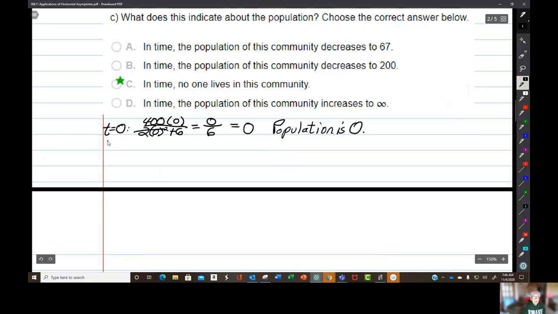Okay, now t equals one is the next measurement we're going to make. That will be 400 times 1 over 2 times 1 squared plus 6. So why didn't I just write that bigger? I have no excuse.